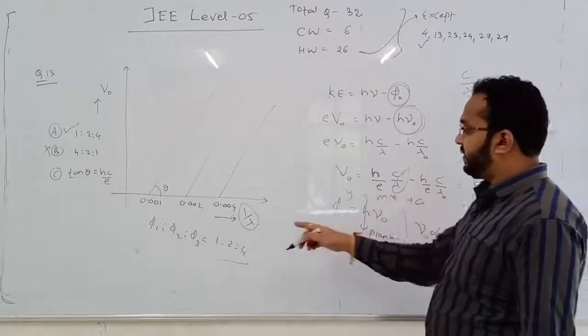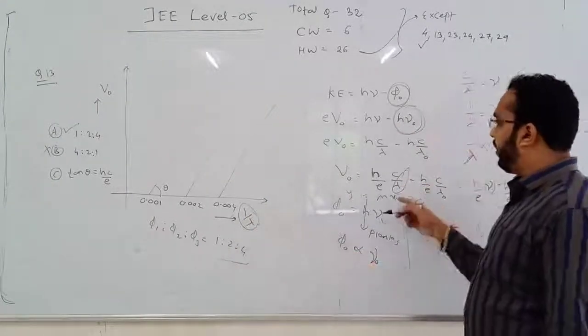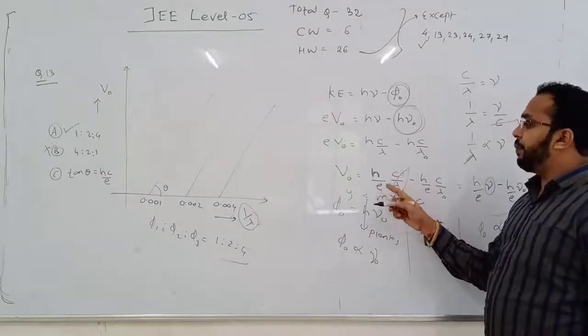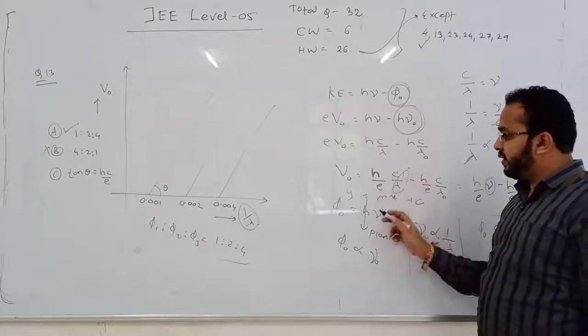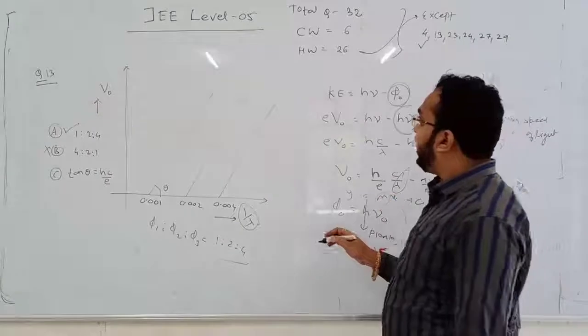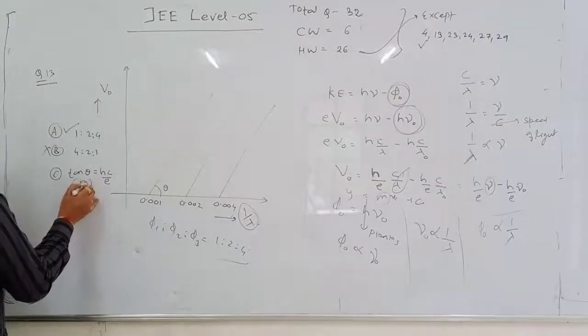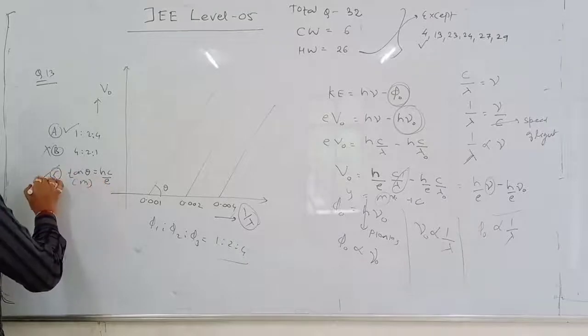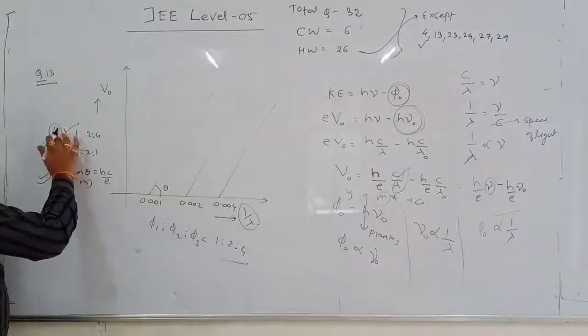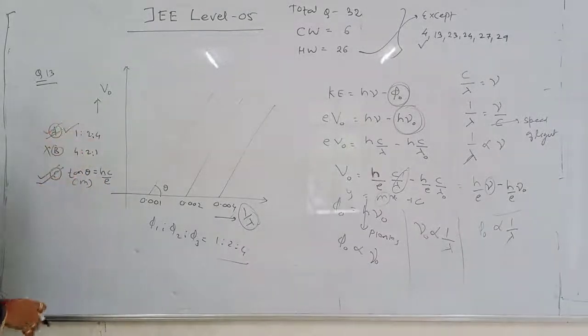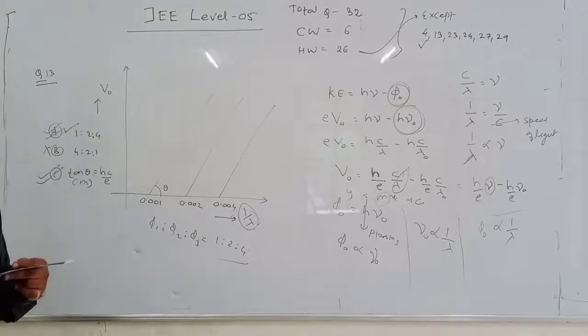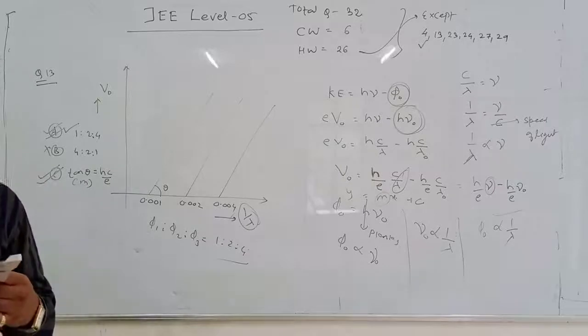1 by lambda is x. What is on the x axis? 1 by lambda. So what remains? hc upon e. hc upon e is the slope m, and tan theta is nothing but the slope. Tan theta is also nothing but slope. So this option is also correct. So here both options A and C are correct. Okay. Next question.